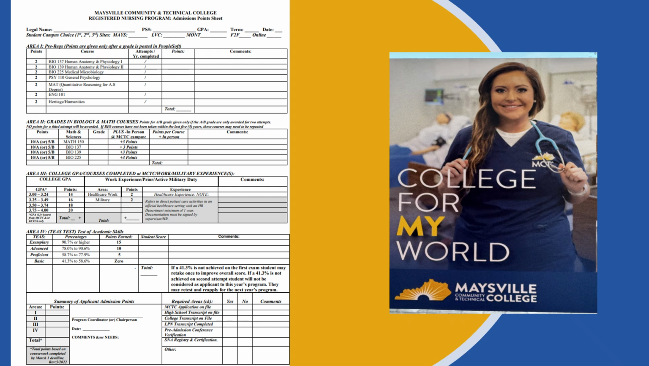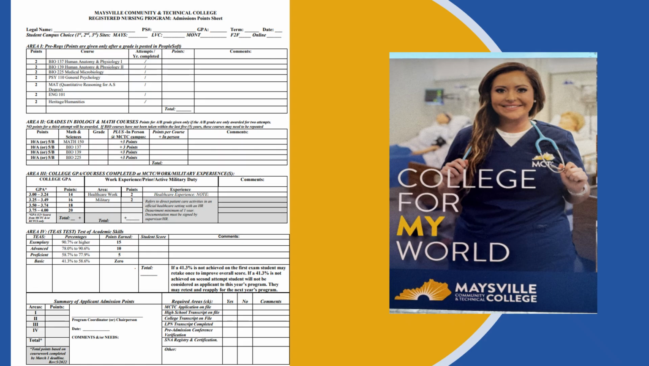Also, if you have military experience, we give you 2 points for that. You just have to give us a copy of your military ID or some form to prove that you are in the military. Area 4 is the TEAS test and the scores that you receive on this TEAS test.